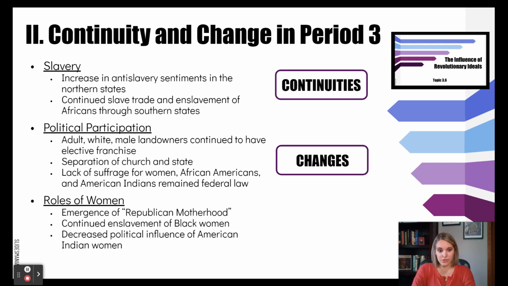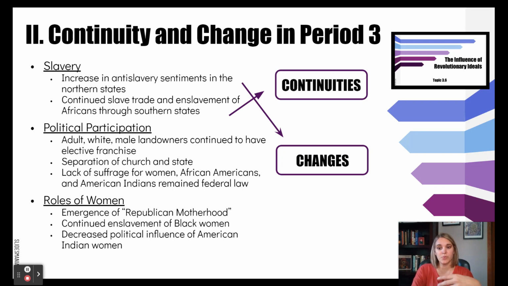So after the revolution, and even during the revolution, we see an increase in anti-slavery sentiments in northern states. We see areas like the Northwest Territory banning slavery. We see other states beginning to abolish slavery in their state constitutions. And so this is something that we would mark as a change, something that over the time period has changed. Now, the slave trade continues until 1808, and enslavement of Africans continues through all southern states. And so we would call this a continuity. Even within this one particular topic, slavery, we are seeing some continuities and some changes.